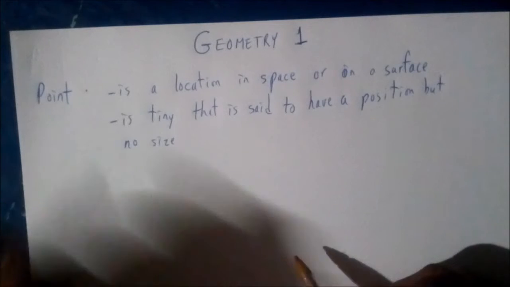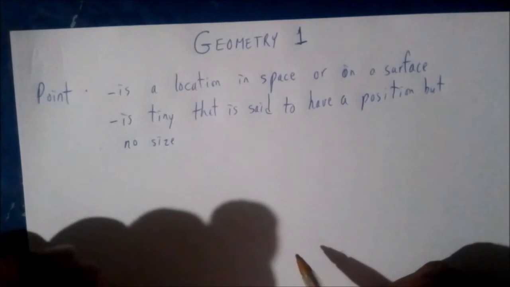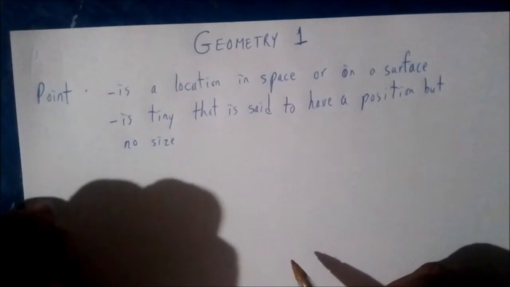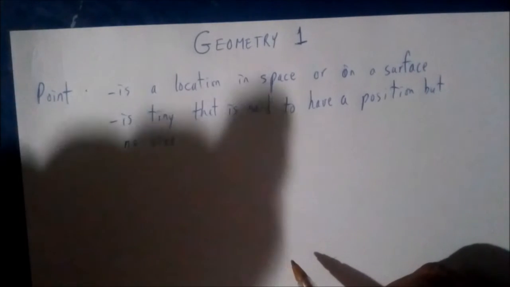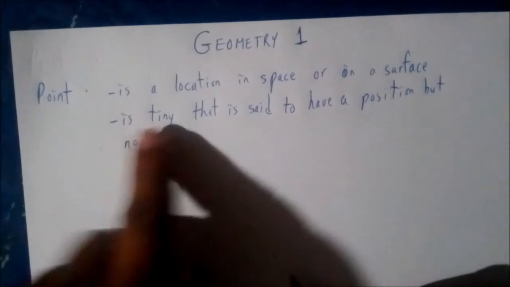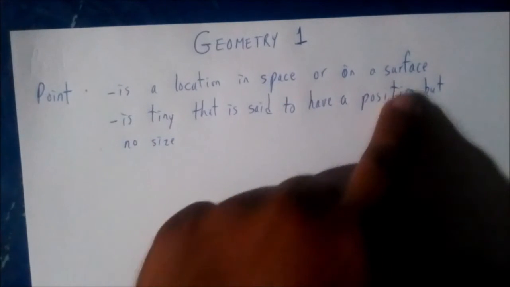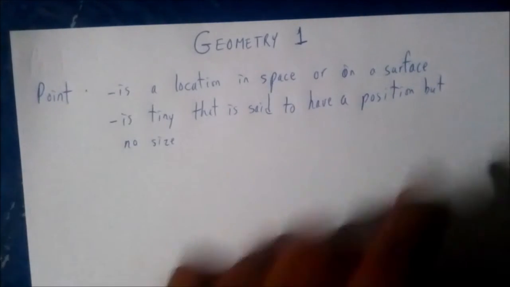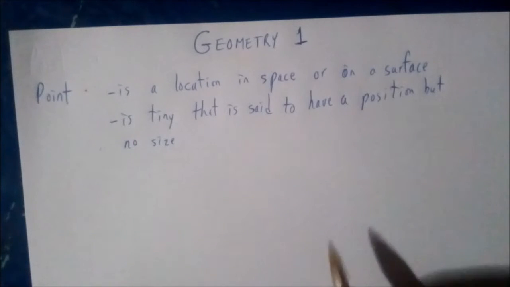So the point is much smaller. Think of the tip of a needle, the pointed end. It is so small you cannot see it. An atom, that's a point. Okay, so that is what we mean by a point. It is a location in space or on a surface. It is so tiny that it is said to have a position, which is true, but no size. That is for a point.